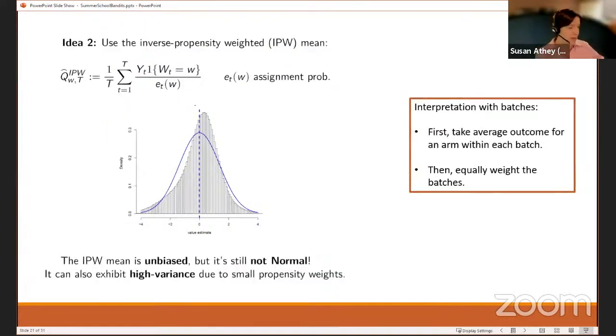So the second idea then is, okay, now I don't want to use pure sample means. I'm going to use inverse propensity weighting. Now, this can be really confusing because there's no context here. There's no X's. So you're used to the idea of a propensity score being a function of X. Here, the propensity score is just a function of time. So e_t(w) is the assignment probability for arm w at time t. But what you do is you basically upweight observations in periods of time where an arm was pulled less often.